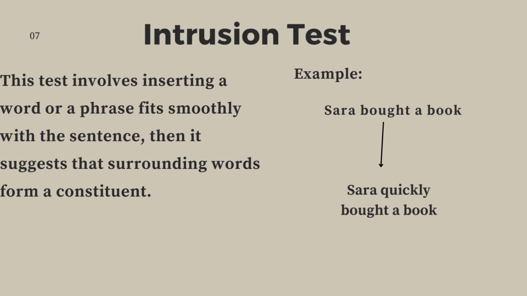Intrusion test. This test involves inserting a word or a phrase into a sentence. If the inserted word or phrase fits smoothly with the sentence, then it suggests that the surrounding words form a constituent. For example, Sarah bought a book. It will be Sarah quickly bought a book. We will notice that even after we inserted the adverb quickly, it fitted with the sentence without affecting the meaning.